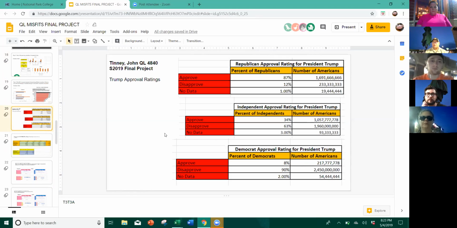These particular charts that I've compiled here show Trump's approval ratings from Republicans, from independents, and from Democrats. If you're a Republican, you have a pretty high approval number for President Trump, which is 87%, with 12% of Republicans disapproving. If you're an independent, you're a little more middle of the road: 34% approve and 63% disapprove. The Democrats are the ones that really don't approve of President Trump. They only have an 8% approval rating, and the rest of them, 90-plus percent, don't approve of anything he does.